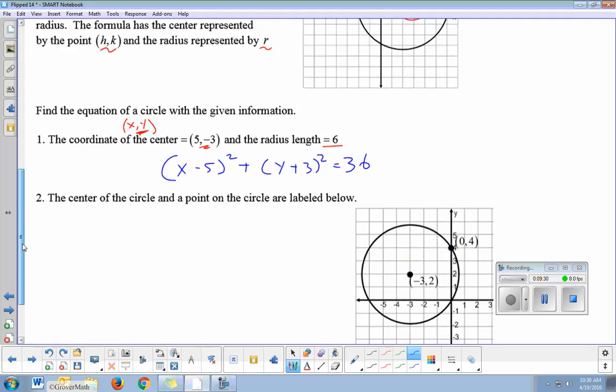So what you'll recognize as far as pattern recognition is you'll recognize an opposite sign. The opposite sign of the coordinates in here. So a positive 5 versus a negative 5, a negative 3 versus a positive 3, and then your radius squared.